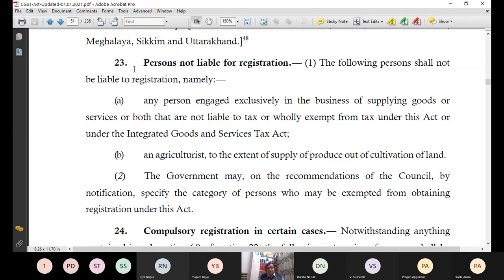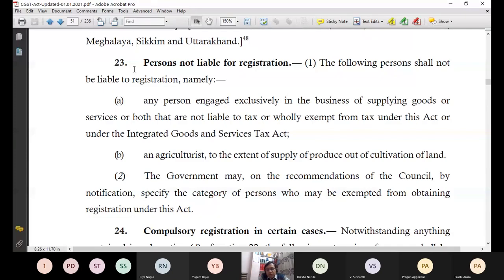Clause B. An agriculturist. Who are agriculturists? I cannot frame my own definition. I have to read section 2 of the CGST Act. And when you read this section 2, let me for the time being simplify agriculturists. These are basically farmers, you can say, who are cultivating lands and through their own labor or through their family help or through hired labor. So basically farmer, for simple sense, you can say farmers.